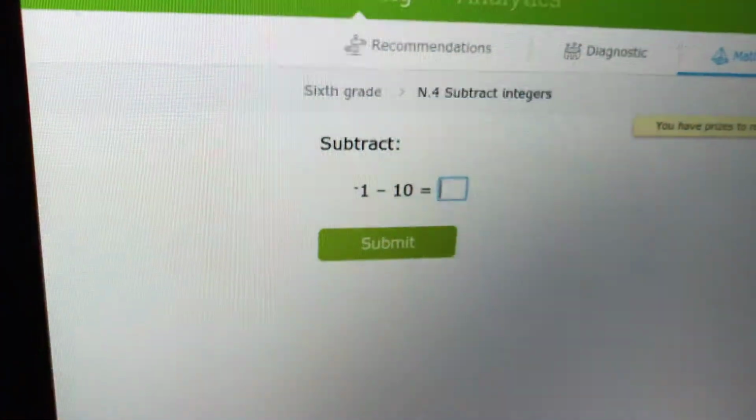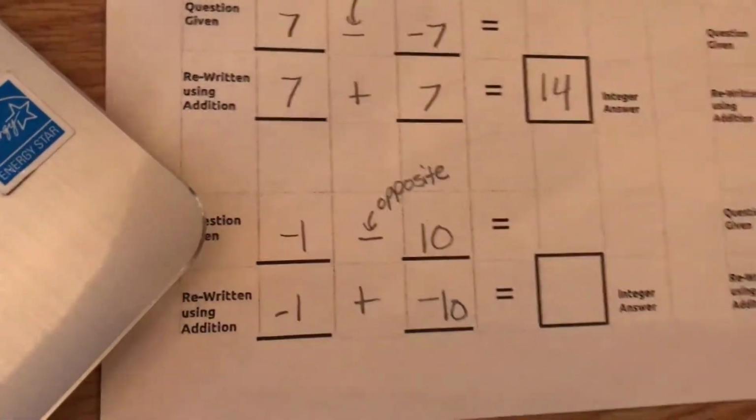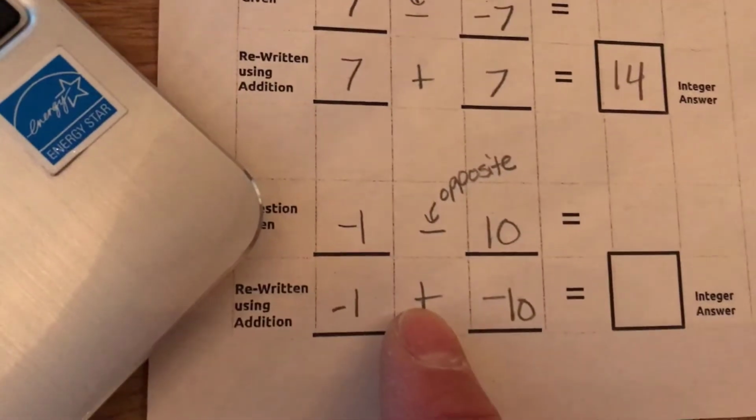-1 minus 10. So why are you having an issue with this? Did you write it down? Yeah. -1, and you knew that you're looking for the opposite of 10. You switched it to addition.